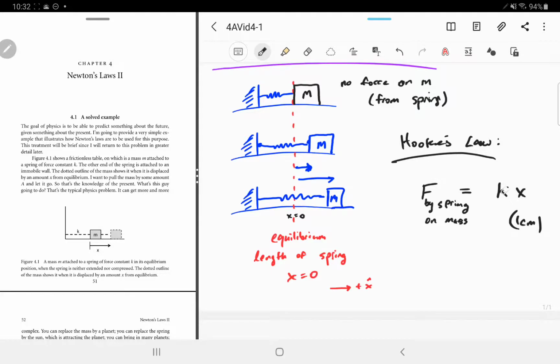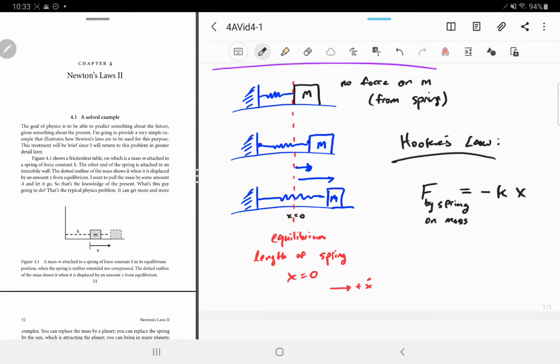Another reason you anticipate that you need some other constant here is the dimensions don't work out. So if you have a force right here and a length right here, obviously you need something else with dimensions to modify one or the other. Okay, so F is Kx, but we also include a minus sign right here.